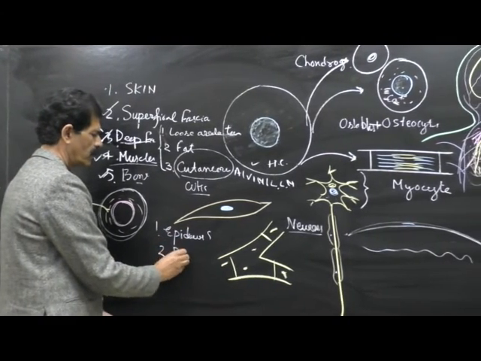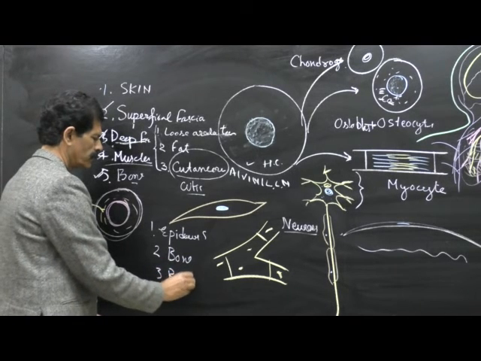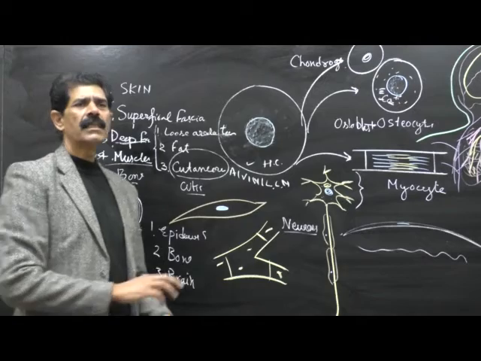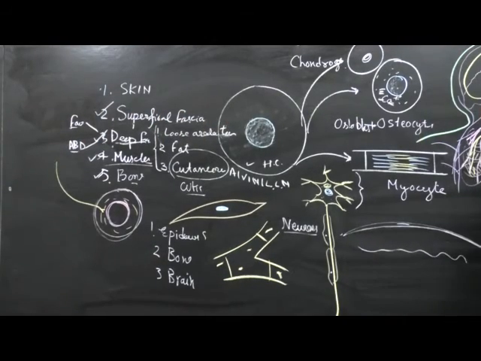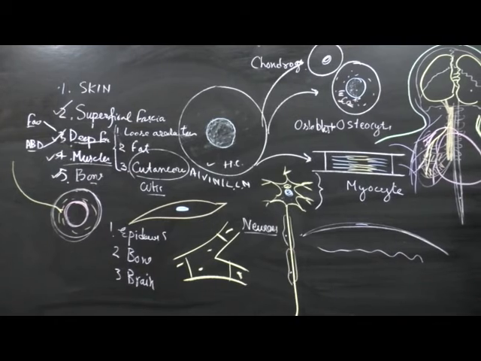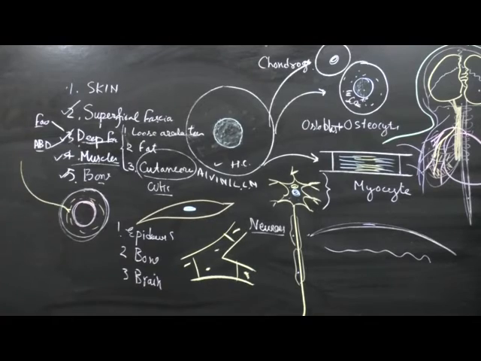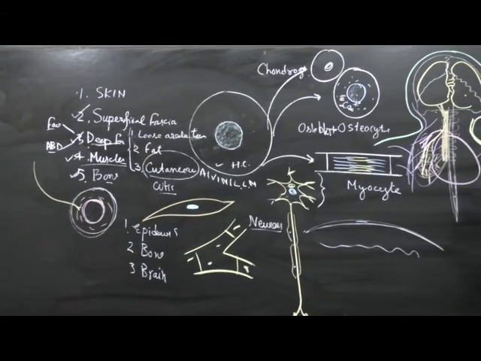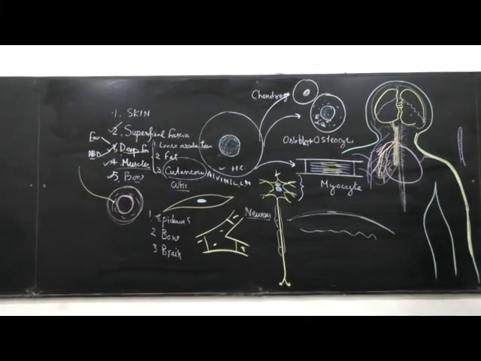Number 2, bones. Number 3, brain. Otherwise, everywhere there is a lymphatic system. You have to remember 3 regions which do not require lymphatics. Because every day so many human cells die. They have to be cleared from the tissues of the body. Otherwise, they will make the human body sick, morbid, disease prone or diseased.